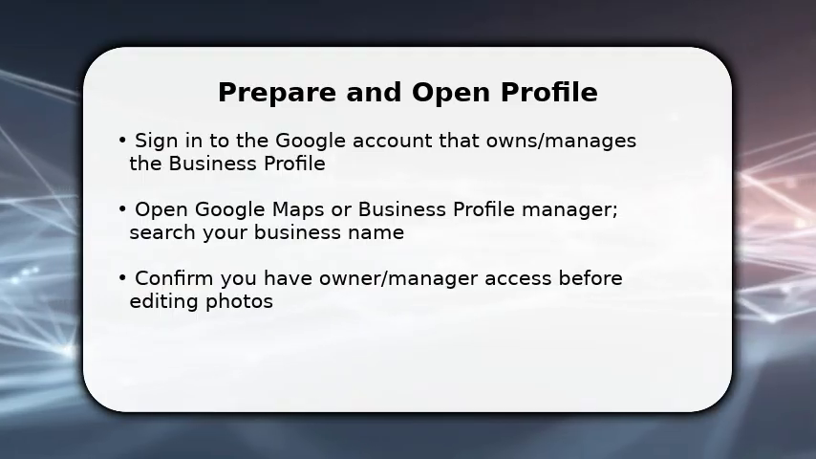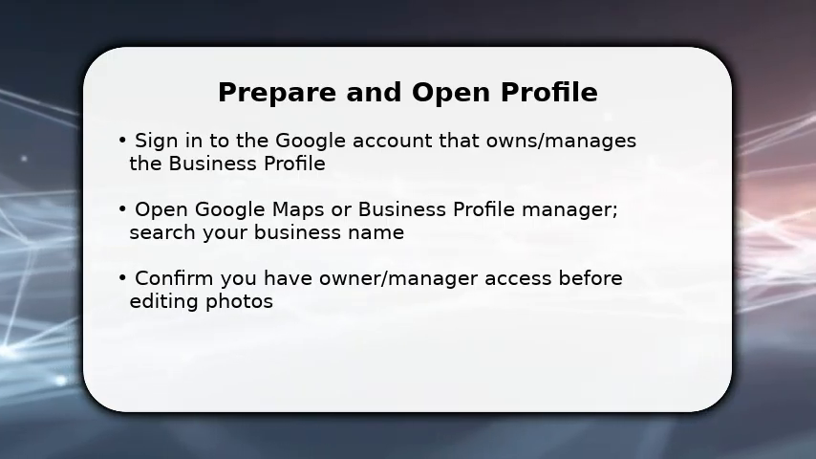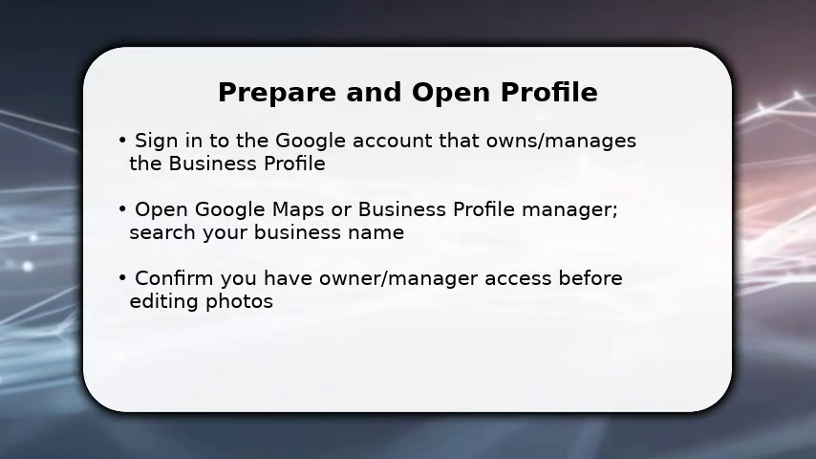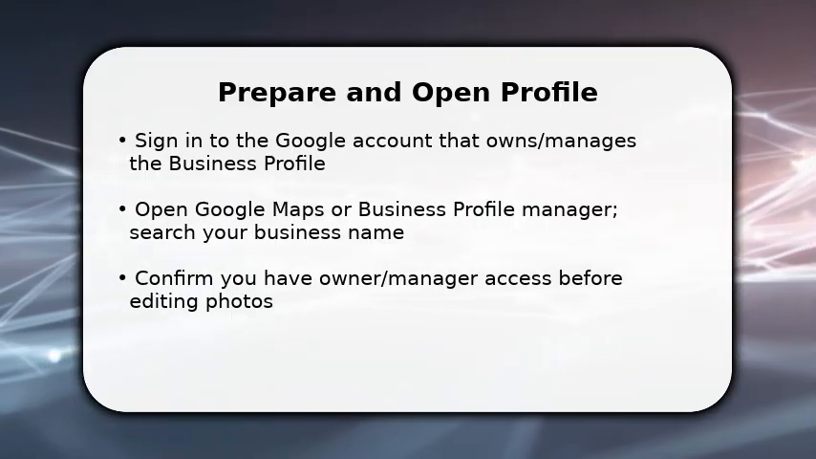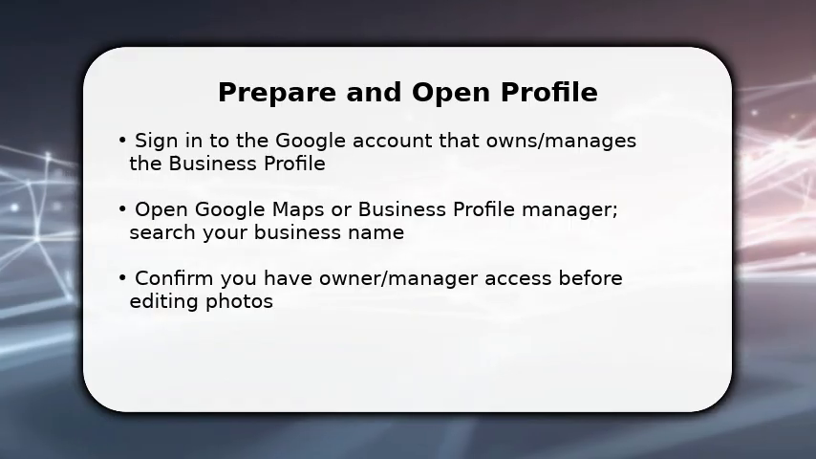You start by signing into the Google account tied to the business profile. This ensures changes are saved to the right listing. Once signed in, open Google Maps or the Business Profile Manager and search your business name so you're viewing the live listing. Make sure you have owner or manager access. If not, request access now.